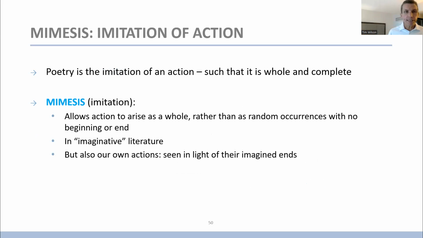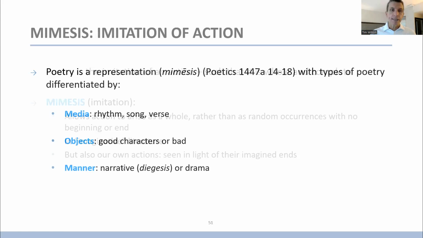And the Greek word for imitation is mimesis, and it allows an action to arise as a whole, rather than as a random series of occurrences with no beginning or end. And we see this in imaginative literature, this type of imitation, but also in our own actions, we can see them as emulations of, or imitations of what we think would be an imagined end, okay? So that art of poetry is important both for action and poetry in a narrow sense.